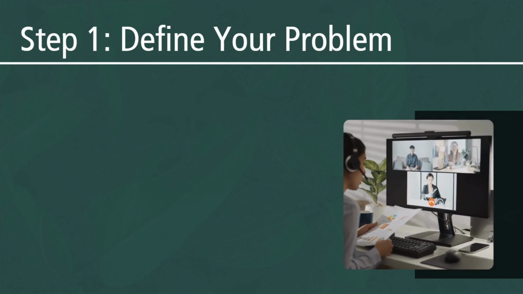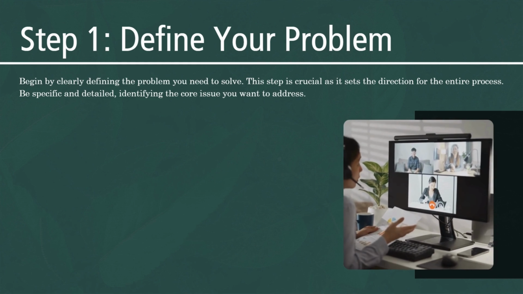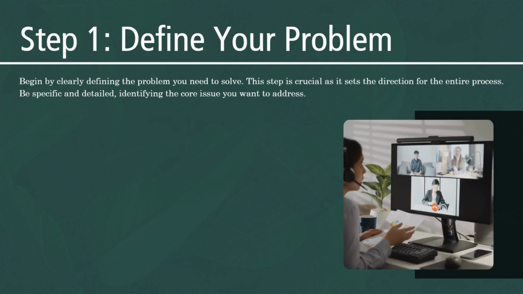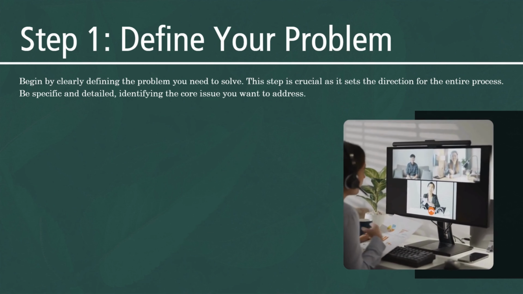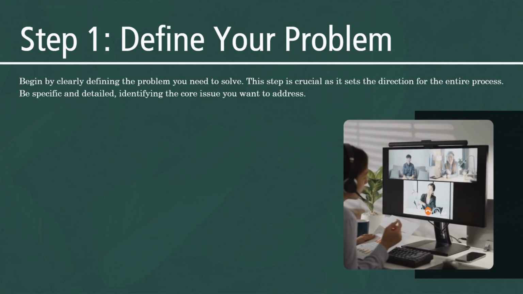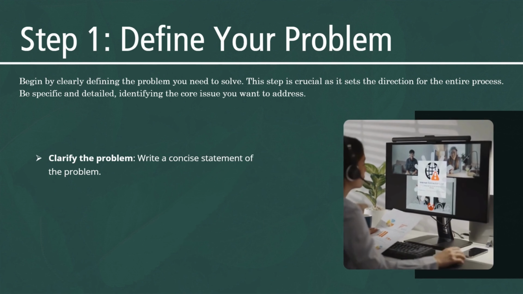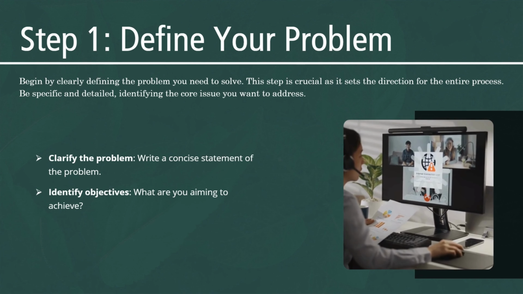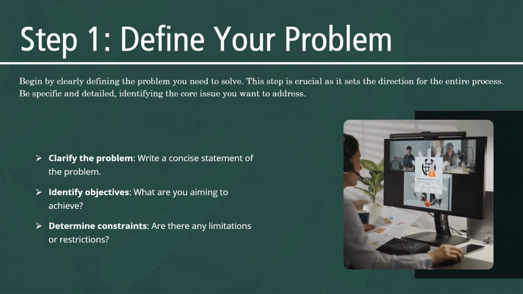Step 1. Define your problem. Begin by clearly defining the problem you need to solve. This step is crucial as it sets the direction for the entire process. Be specific and detailed, identifying the core issue you want to address. Clarify the problem. Write a concise statement of the problem. Identify objectives. What are you aiming to achieve? Determine constraints. Are there any limitations or restrictions?